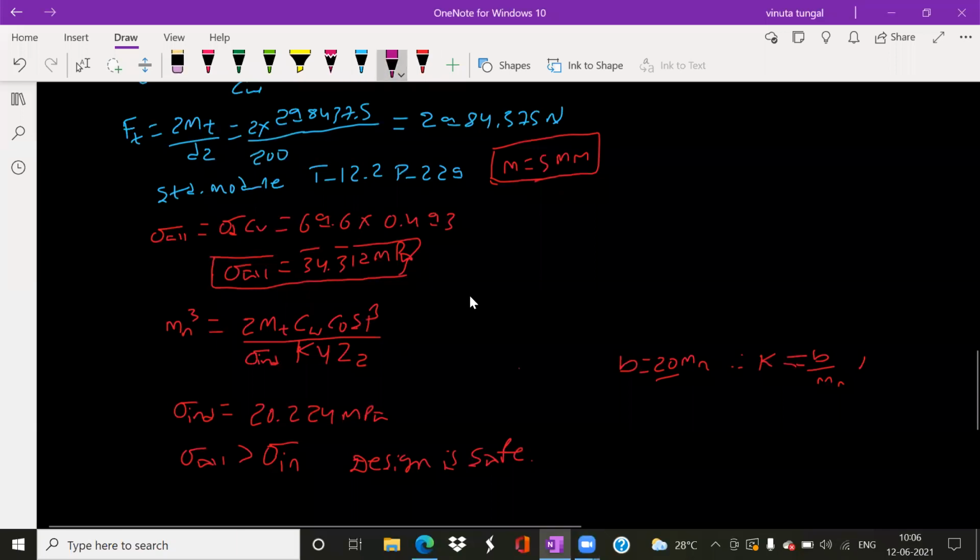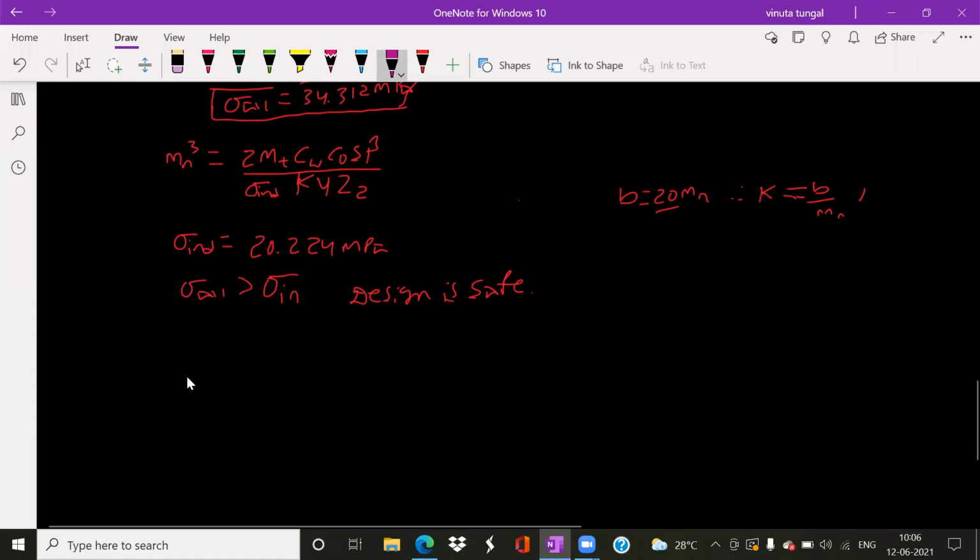In the previous class, we started with the helical gear problem when the center distance is given. Up to this point, we have calculated the induced stress. Further, you need to calculate the dynamic load, and after calculating the dynamic load, next you need to calculate the wear load. If the wear load is greater than the dynamic load, then the design will be safe. We'll proceed with this.